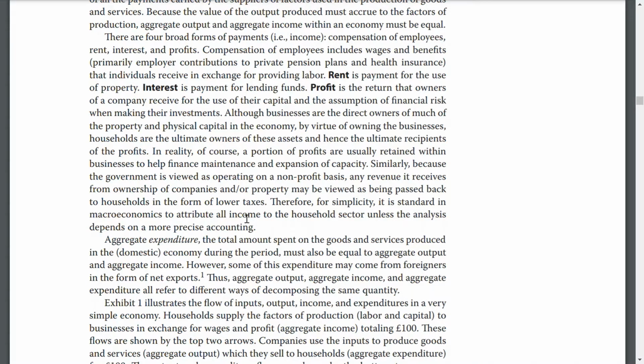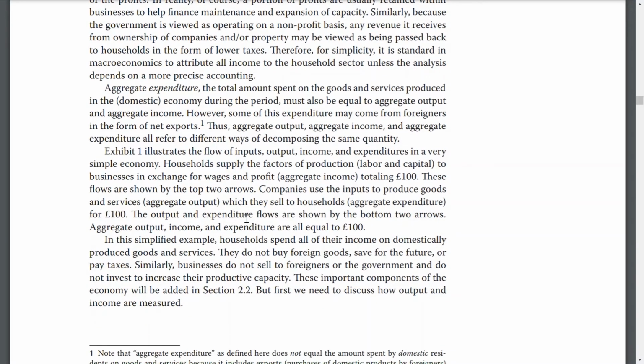Aggregate expenditure is the total amount of spending on goods and services produced in the domestic economy during the period, and it must be equal to aggregate output and aggregate income. However, some of this expenditure may come from foreigners in the form of net exports. Aggregate output, aggregate income, and aggregate expenditure all refer to different ways of measuring the same quantity.